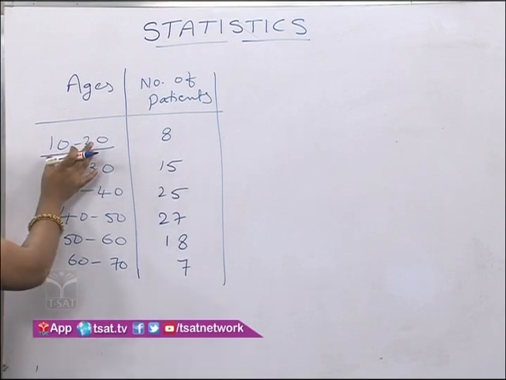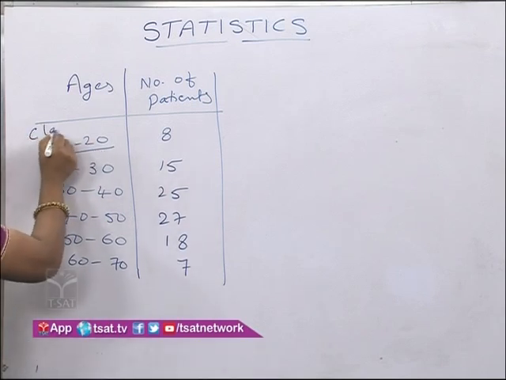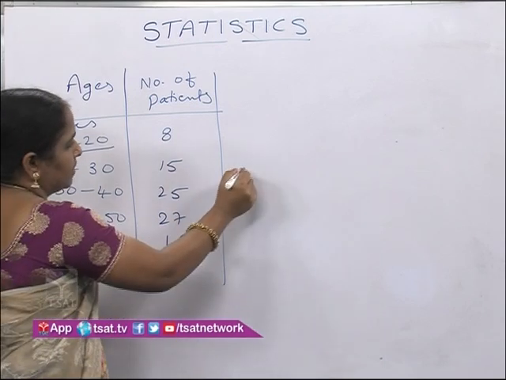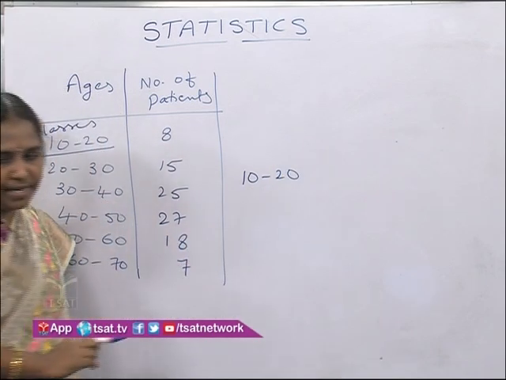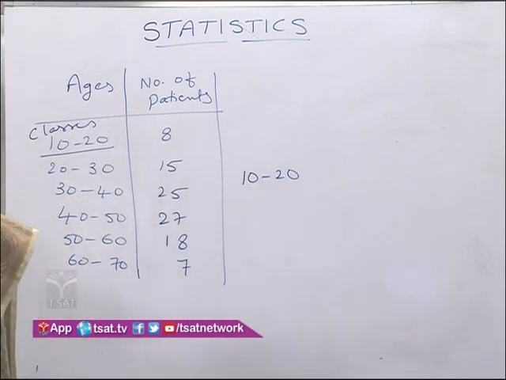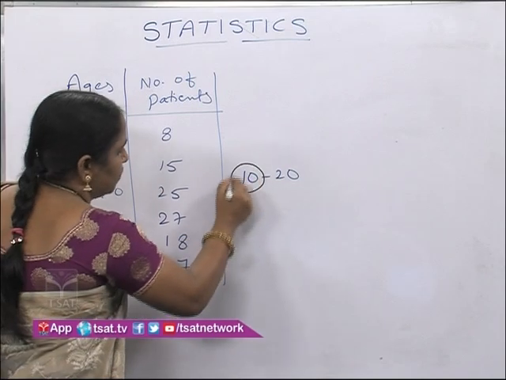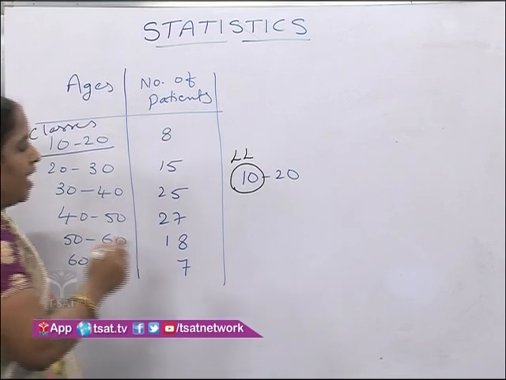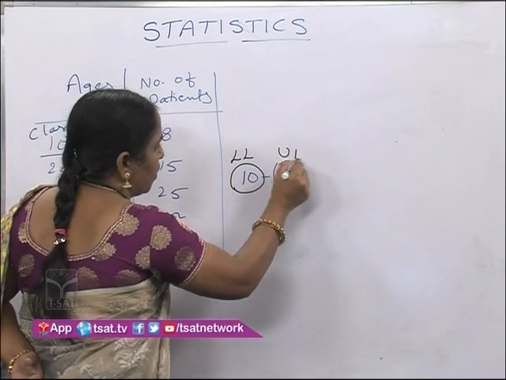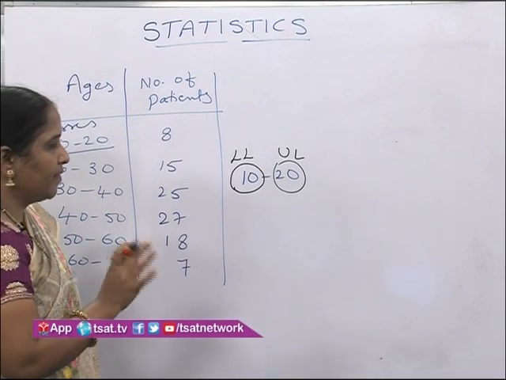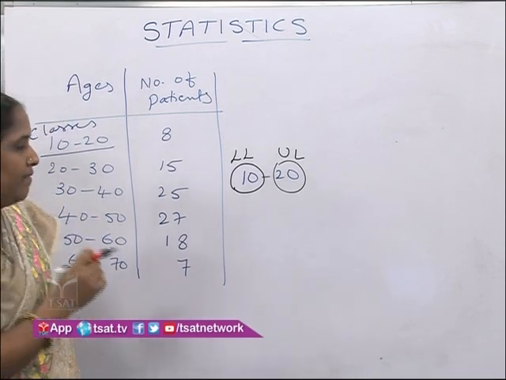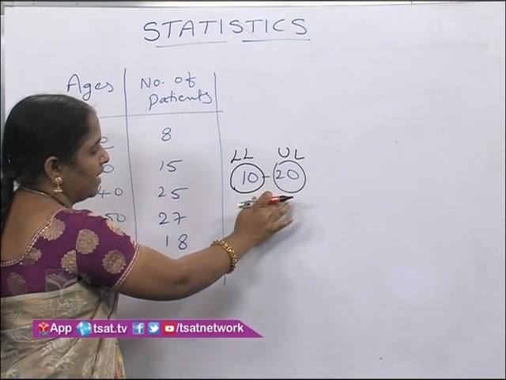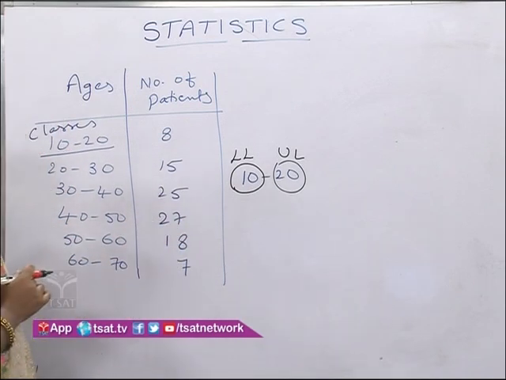So, these small groups are called classes. Here in the first class, 10 to 20, if you look at the left side, this value 10 is called the lower limit. And this right side value 20 is called the upper limit. So, in a class we have two values, the starting and the ending value. The starting or beginning value is called the lower limit of the class, and the ending value is called the upper limit of the class.